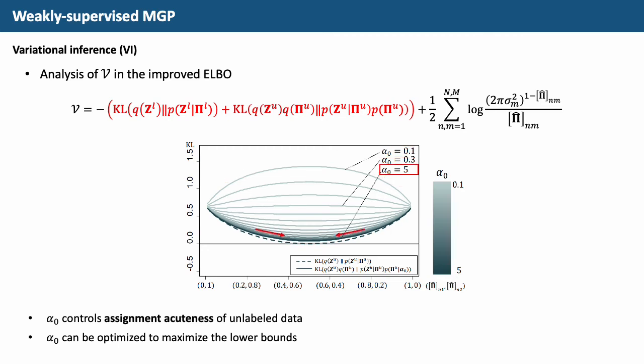On the other hand, if we have a large alpha 0 like 5, then the model becomes more careful in assigning group labels. Therefore, we can clearly see the hyperparameter alpha 0 of Dirichlet prior plays an important role in labeling sensitivity. In practice, we can regard alpha 0 as a parameter to be optimized to maximize the improved ELBO as well.